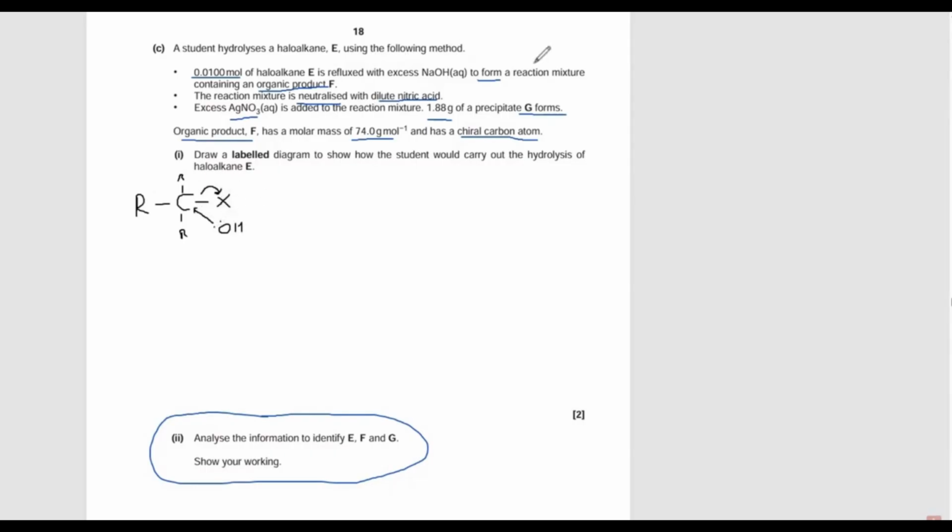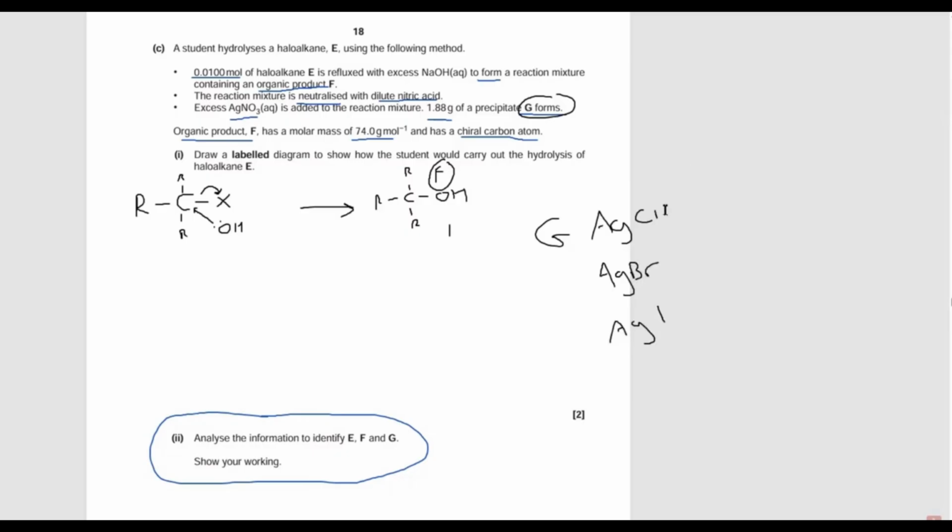We know that's going to be attacked by a hydroxide ion because we know the reaction between a haloalkane and sodium hydroxide. We just did it earlier in this question, in an earlier part of the question. So we know the product is going to be an alcohol F, and we know that that has an MR of 74. So you could go ahead and work that out if that's the only thing you can do, and try and see if you can work that out.